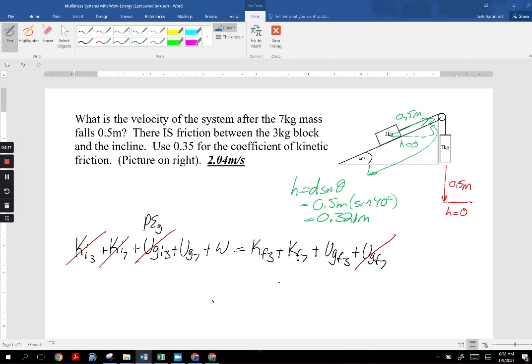Don't tell the math teachers I said that. It doesn't make any sense. All right, so here we go. There's going to be a lot of stuff going on here. 7 kilograms times 9.8 meters per second squared times a height of 0.5 meters.